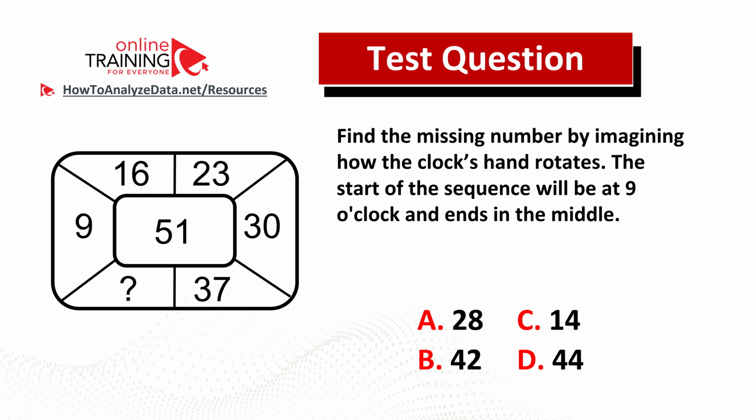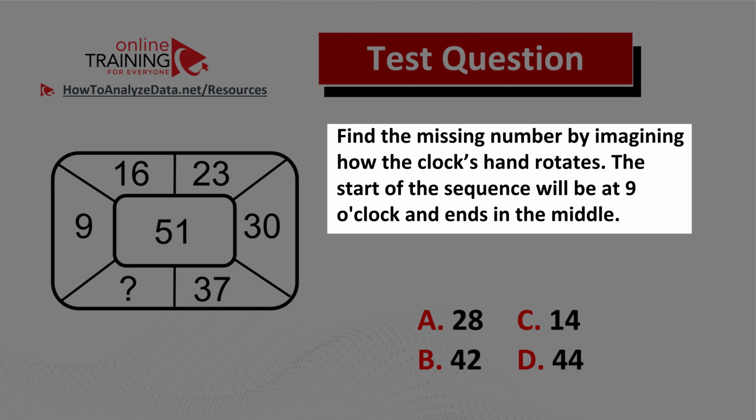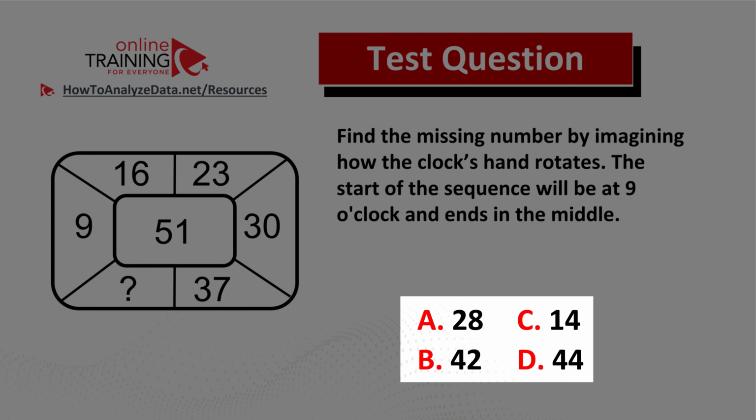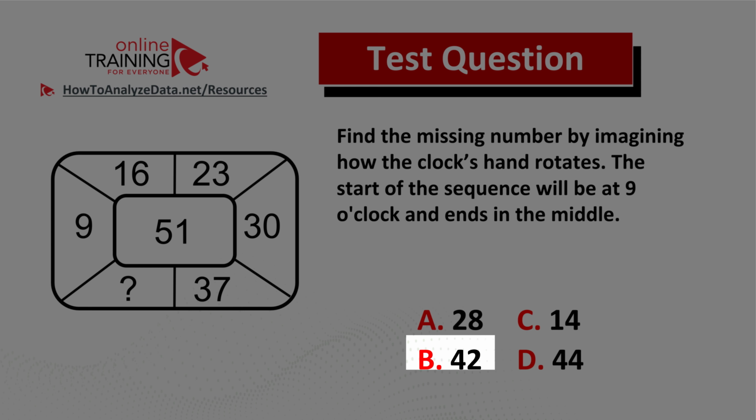And now, here's the question for you to try. Please make sure to post your answer in the comment section of this video, and I'll give you my feedback. Find the missing number by imagining how the clock hand rotates. The start of the sequence will be at 9 o'clock, and it ends in the middle. You have four different choices. Choice A, 28, choice B, 42, choice C, 14, and choice D, 44.